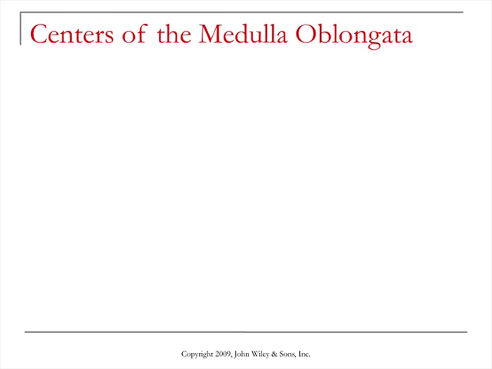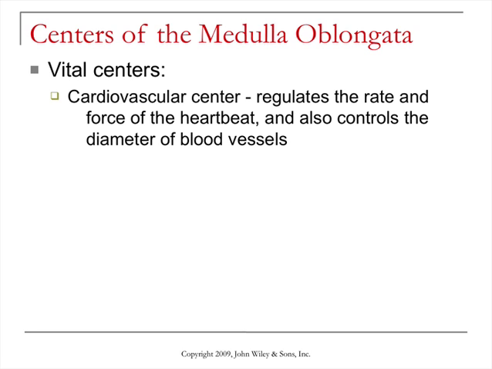Let's now look at the centers that are within the medulla oblongata. The cardiovascular center is a group of neurons that regulate the rate and the force of the heartbeat and also controls the diameter of blood vessels. Next semester, when we look at the cardiovascular system, we'll look at this in greater detail. Basically, the cardiovascular center helps regulate your blood pressure, and it does so by regulating the heart rate and how much force the heart contracts. It also controls the diameter of the blood vessels and therefore helps regulate the blood pressure.